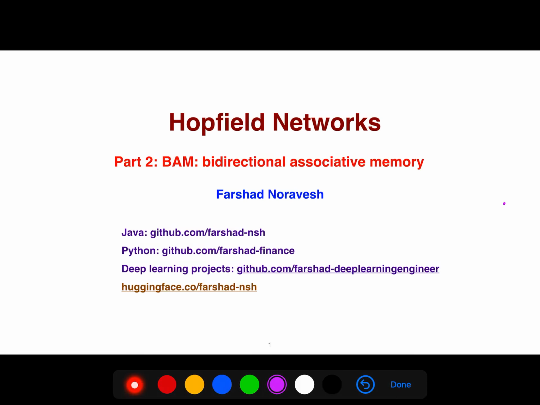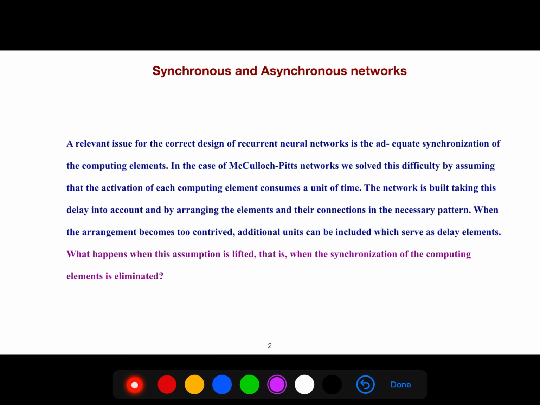Now I want to talk about BAM, which stands for bidirectional associative memory. It's a kind of synchronous network. But Hopfield is asynchronous. But it is important to understand it before we go to a Hopfield network. So a relevant issue for the correct design of recurrent neural networks is the adequate synchronization of the computing elements.